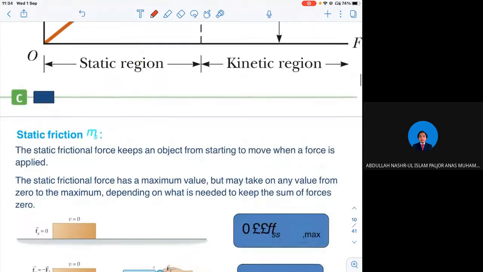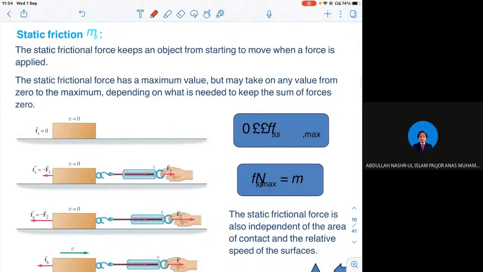So, what is the static friction? The static frictional force keeps an object from starting to move when a force is applied. Kan bila kita nak tarik something, dia macam nak gerak. You try to imagine when you try to push something on a rough surface, for example. Mula-mula tu rasa macam susah. Lepas tu lama-lama once dia dah gerak, dia senang je nak gerak.